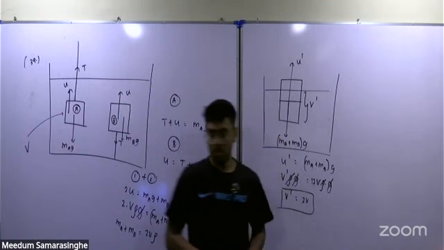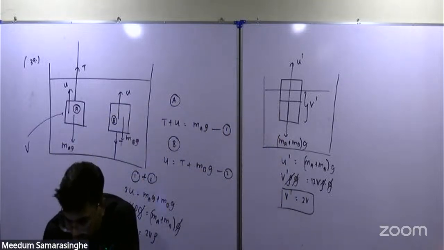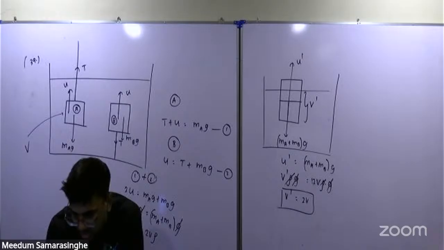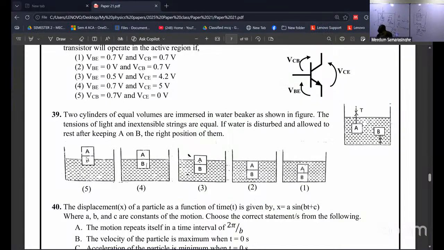So let's move to the answers. The answer cannot be the first one. Why? What is the reason? To balance weight by upthrust, you need to submerge 2V. So at this position, the weight is greater than upthrust. So the object cannot remain at equilibrium like in this one. This cannot be the answer.